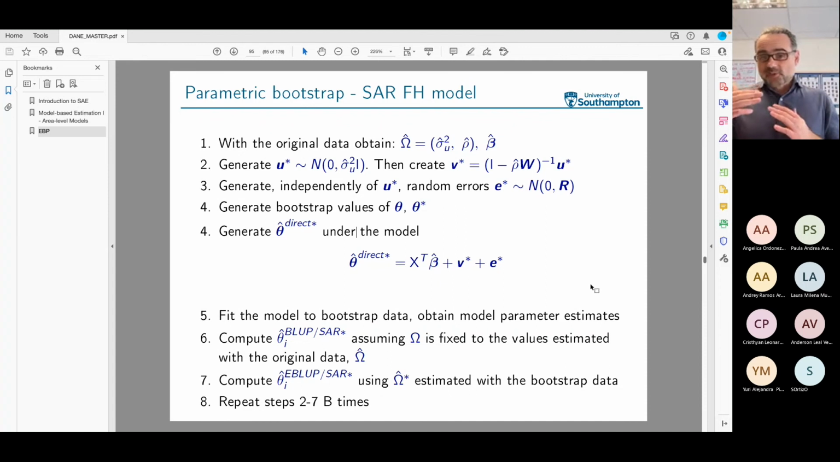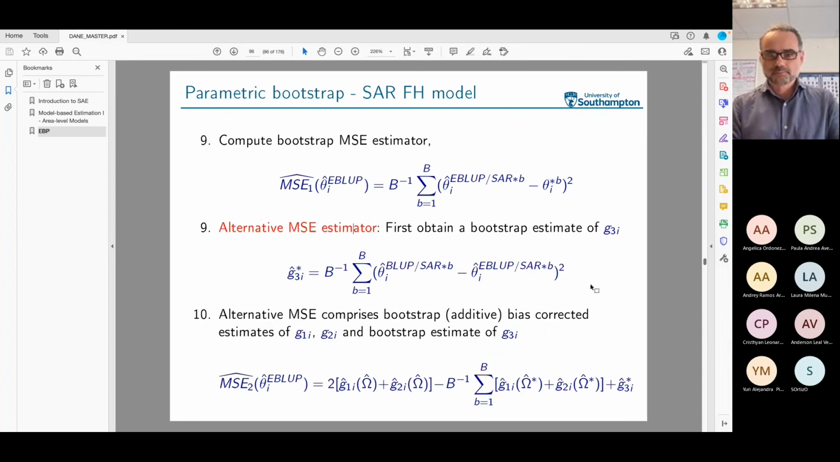So we have estimates of the blob and the E blob, and then we repeat steps 2 to 7 b times, depending on how many times we want to do that. Normally about 500 times or 250 times might be sufficient for mean squared error estimation. So one way to estimate the mean squared error is by taking the difference between the E blob that is computed with the bootstrap samples minus the theta hat I star.